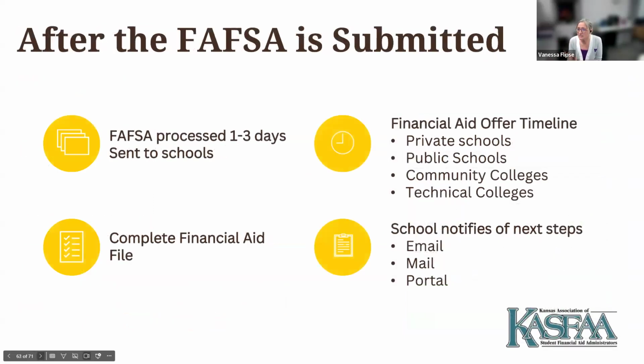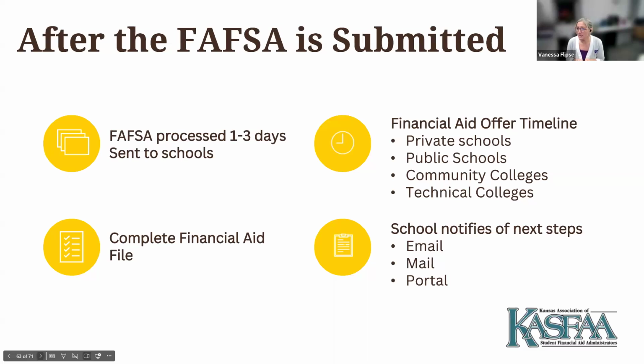Once that FAFSA has been submitted, there's a 1 to 3 day window before the FAFSA is sent to the school. It goes through a process where it's checked through several government agencies. And so it won't go immediately to the school. So give it a breath or two before you expect to hear anything from the schools. Once the schools have it, they won't necessarily reach out immediately at that point either. Sometimes it will take them a week or so before they process it and bring it into their system. So just make sure that if you haven't heard anything, give it a little bit of time and then you can reach out.